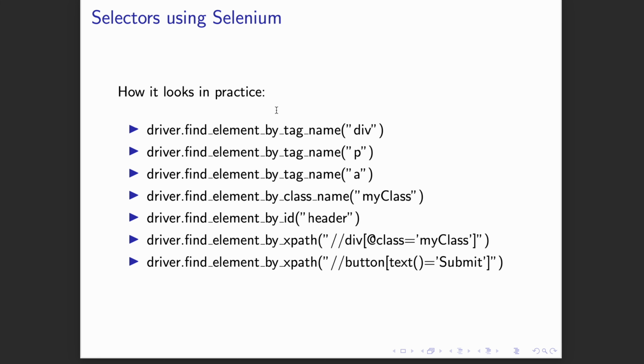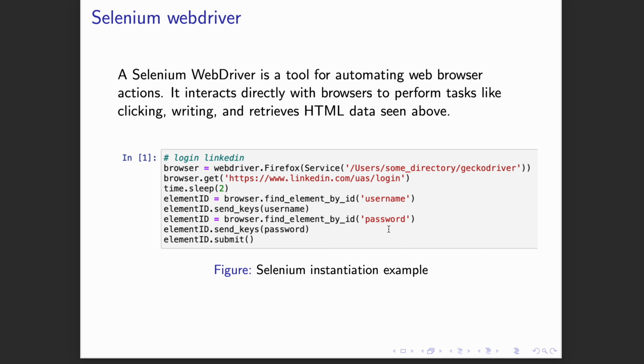So these are a couple of practical examples of how it can look using, again, Selenium. And you see here that you have different methods to find elements. So this is what I was talking about: by tag name, class name, ID, or its XPath. I'm not covering the entirety of selectors and HTML components, but this is what I'm using in this script.